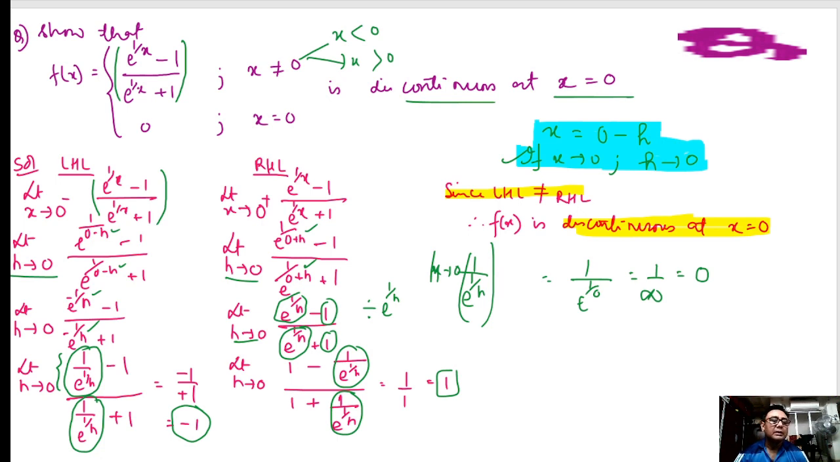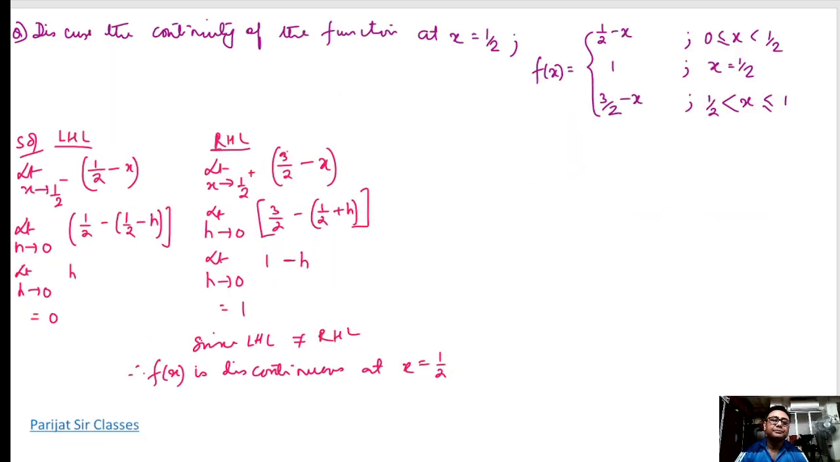Okay friends, let's see the next sum. Discuss the continuity of the function at x equal to half. That means for less than half, you can see here, we will choose this equation. For equal to half we will choose this, and for more than half we will choose this.